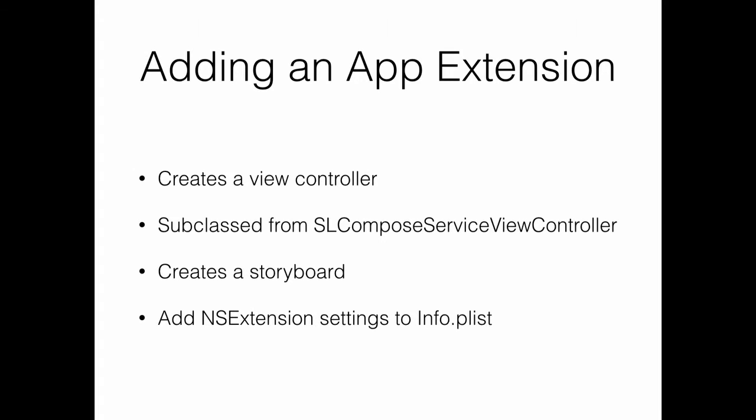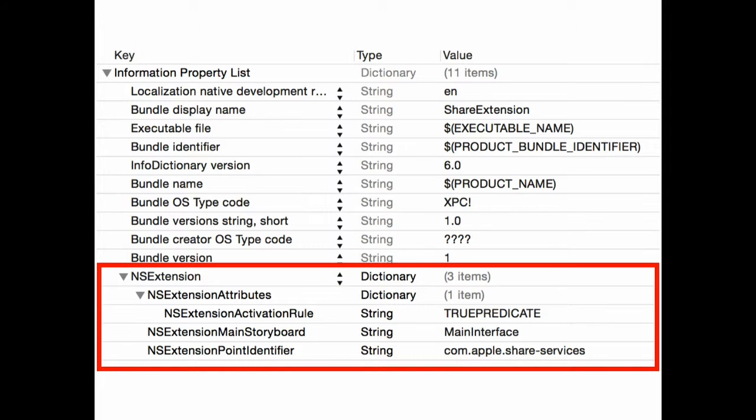In the case of this particular share extension, it's also going to create a storyboard. If you're not using a UI, of course, there won't be any storyboard. But the important piece here is this last item. It's going to add NSExtension settings to the Info.plist. And the Info.plist that gets created is not the one for your application. Each time you create a new target, in this case a new app extension, you're going to get a new Info.plist for that particular target.